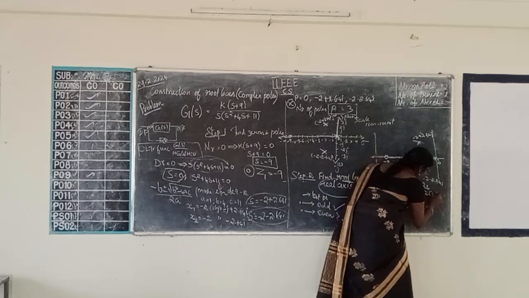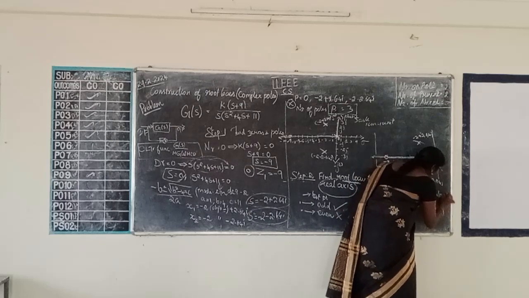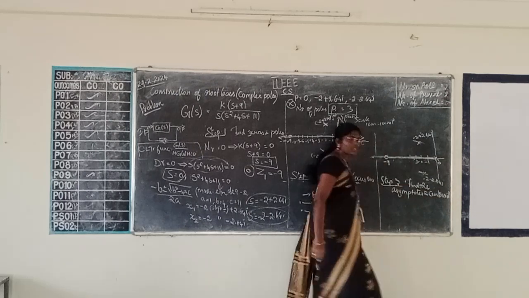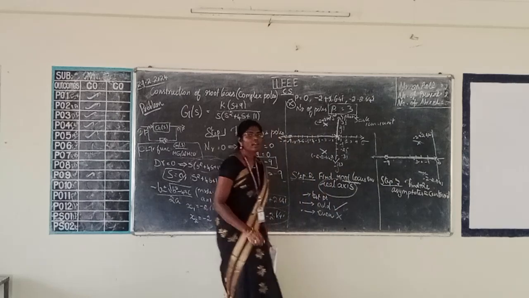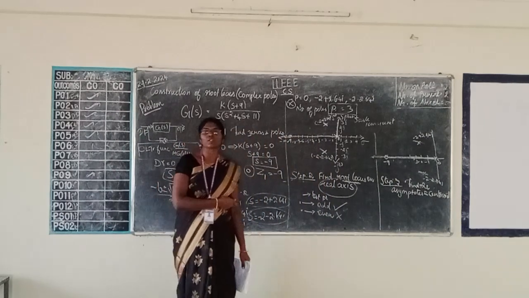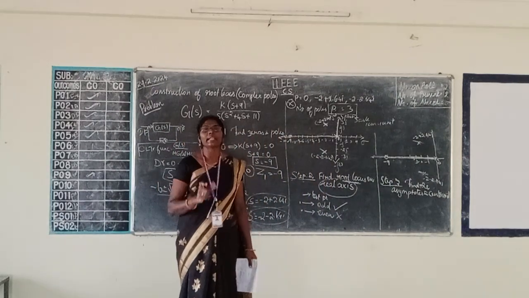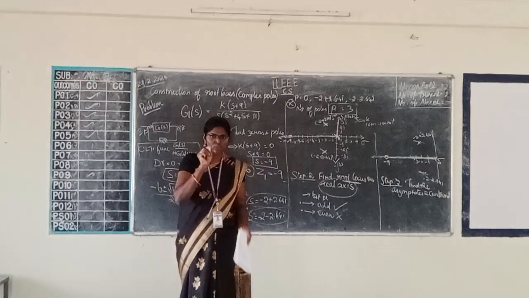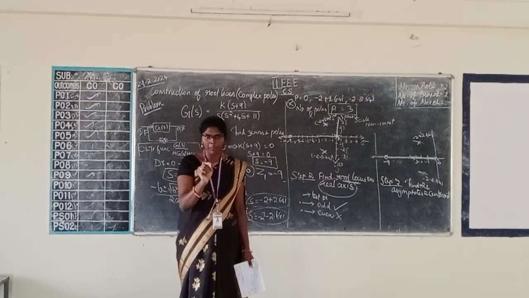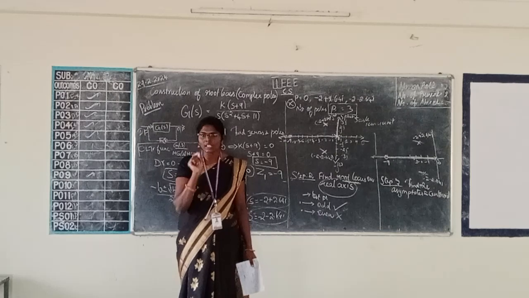Asymptotes and centroid. So, what is an asymptote? An asymptote is a straight line. Where is this straight line going to start? For that, we need a point. A straight line has to start from a point, right? That point is said to be the centroid.